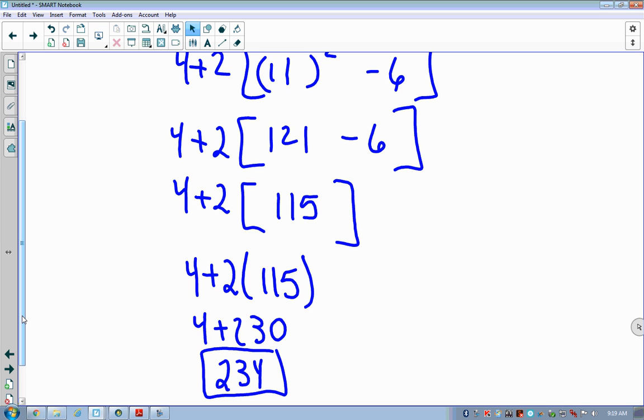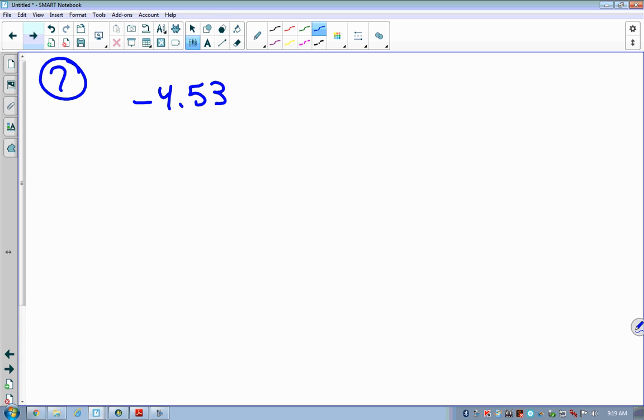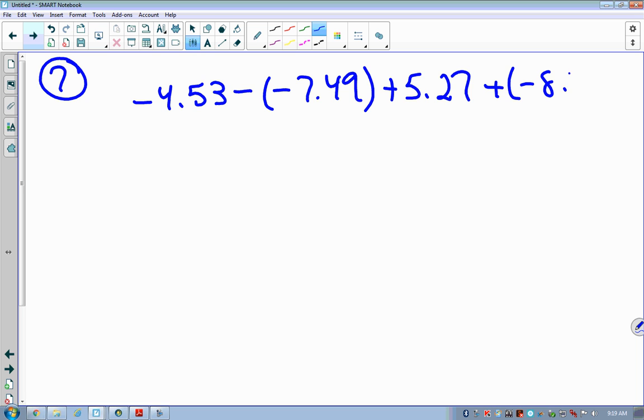All right, that was number 4. Okay, what's next? It's number 7. Number 7, we have negative 4.53 minus negative 7.49 plus 5.27 plus negative 8.75. Let's see if we can do this without a calculator.